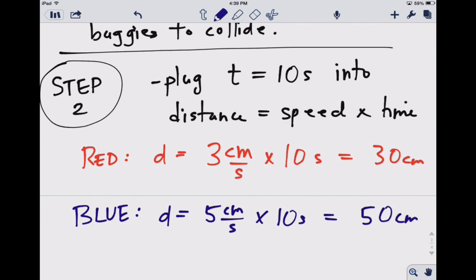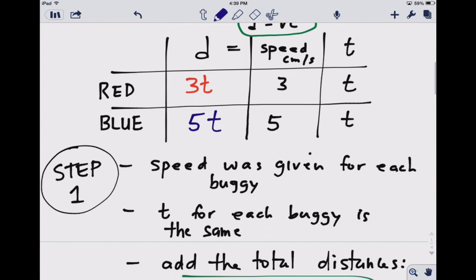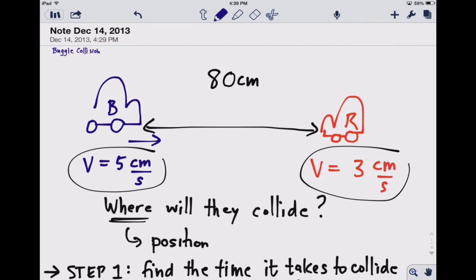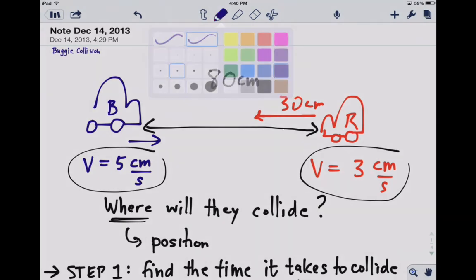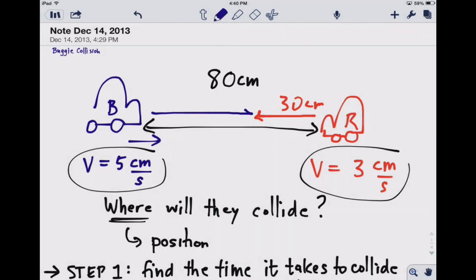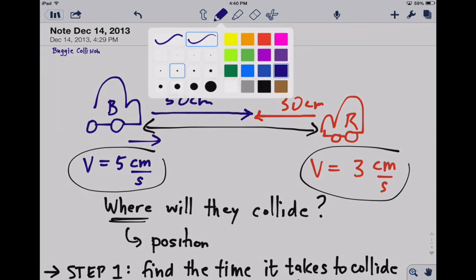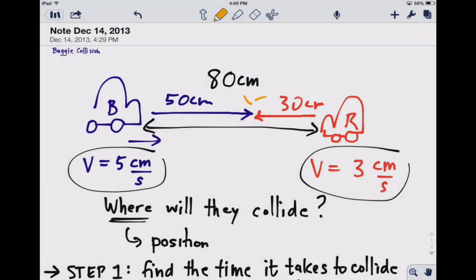Or what this means, the red buggy is going to travel 30 centimeters, so about there. The blue buggy is going to travel 50 centimeters, about there. And our collision is going to happen right here. And that is how we do the buggy collision problem.